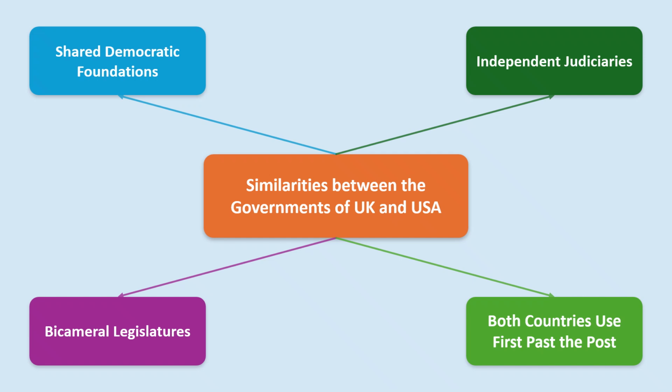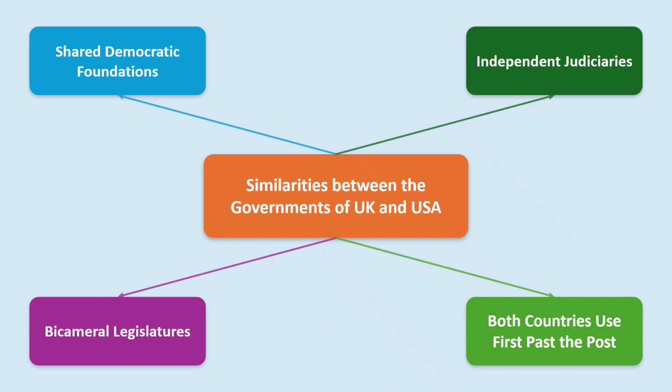Next, both the countries use first past the post to elect the candidates. In this system, the candidate with the most votes in each district wins, even if they don't have an absolute majority. But the way first past the post shapes politics is quite different in each country.